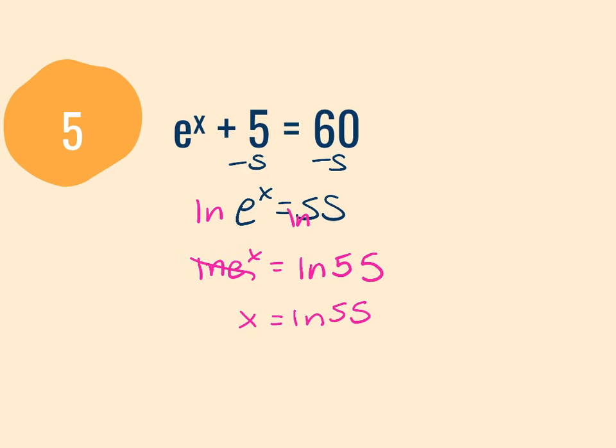So if this were, which it won't be, but let's just say if this was on a portion of a test that was non-calculator, your answer could be left as ln of 55. It's not going to be that. This would be on the calculator portion. So x is going to be approximately 4.007.